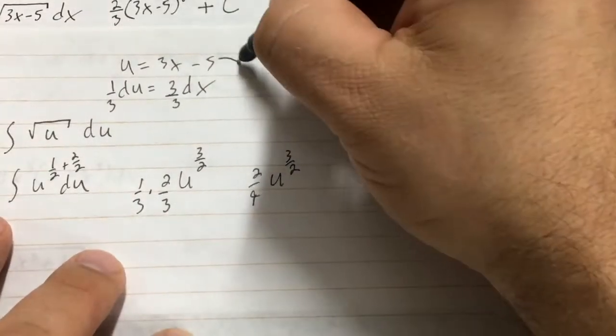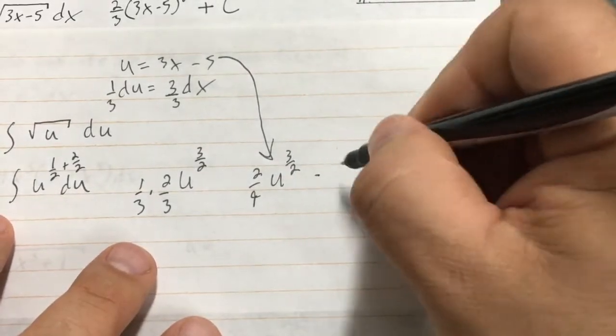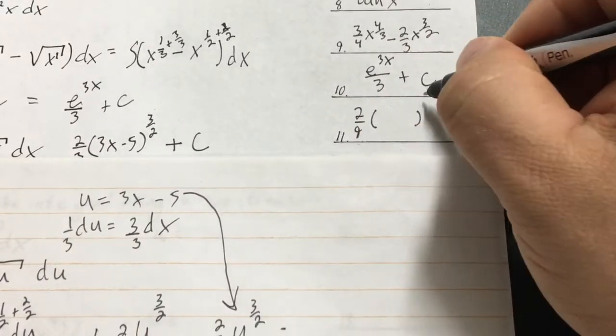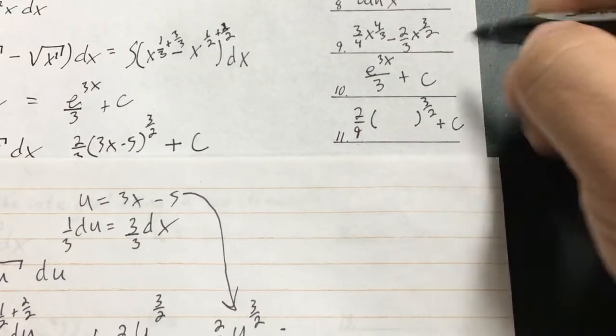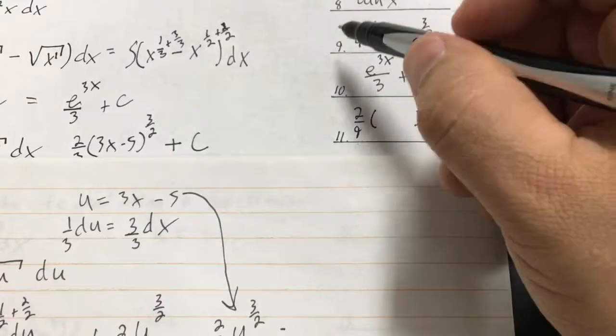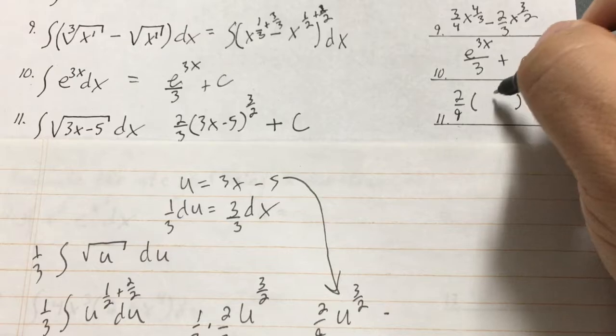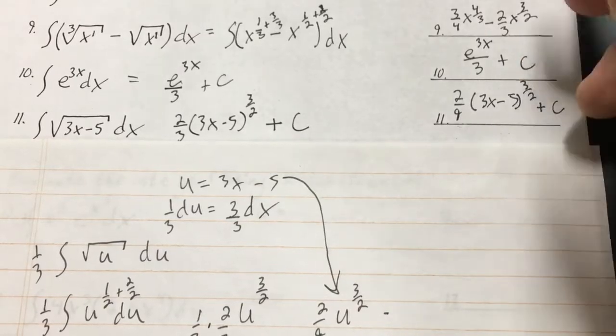But remember this, that u equals 3x minus 5. So that's going to give me a final answer of 2/9, whatever u equals, to the 3/2 plus c. And whatever u equaled was, originally, the square root of 3x minus 5. Or in this case, just 3x minus 5. That's what I let u.